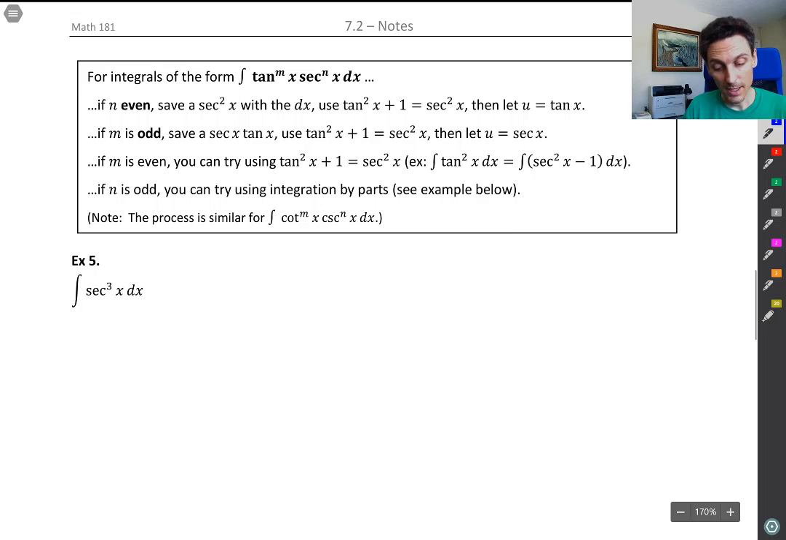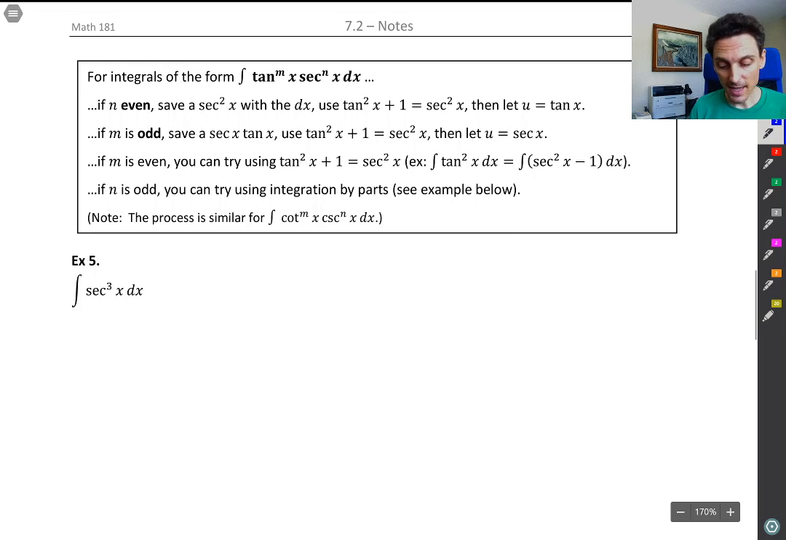Now if tangent is odd, then we can save a secant x tangent x. That will make the power of tangent even, so then you can convert all the rest of the tangents into secants, and then we can let u equal secant x, and the du will be right there. It'll be the secant x tangent x.